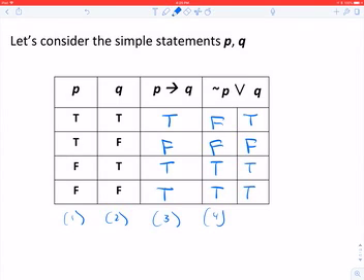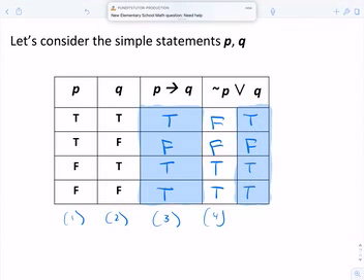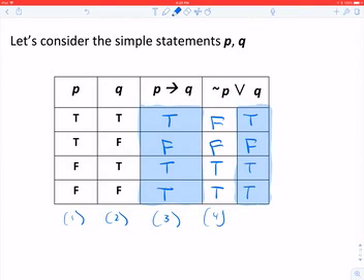So notice the final columns I think are the same. This column is the same as this guy. True, false, true, true. Okay? So because they're the same, that means we can use them interchangeably. If we're given implication, we can rewrite it as not P or Q. And if we're given not P or Q, we can rewrite it as implication.